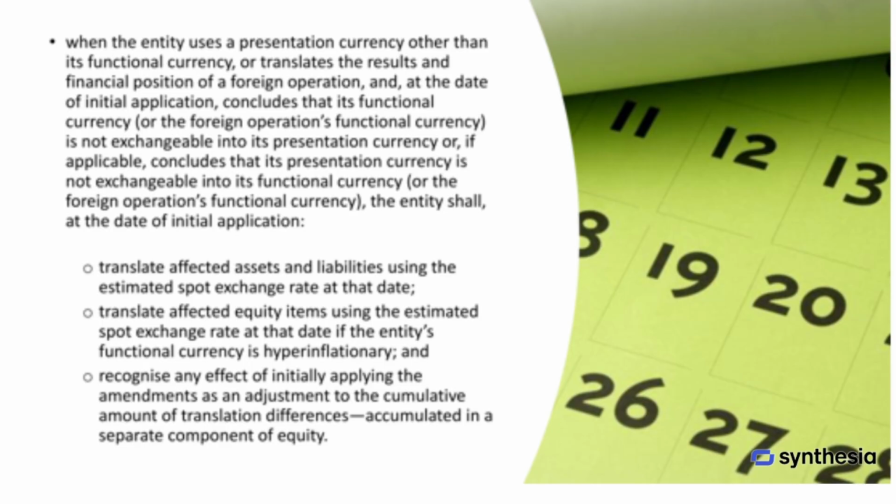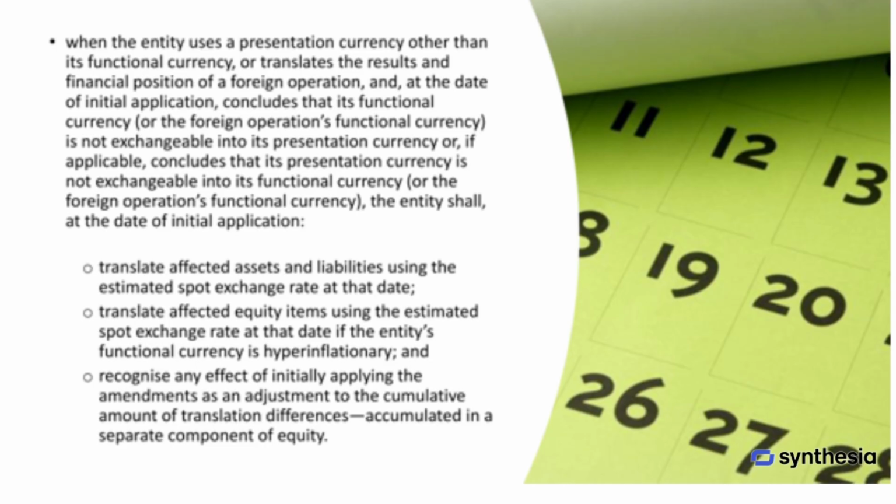On the other hand, if the entity presents its financial statements in a currency different from its functional currency, or if it translates the results and financial position of a foreign operation, it must also assess exchangeability at the date of initial application. If the entity finds that its functional currency, or the foreign operation's functional currency, is not exchangeable into the presentation currency, or vice versa, the entity must translate the affected assets and liabilities using the estimated spot exchange rate at that date.